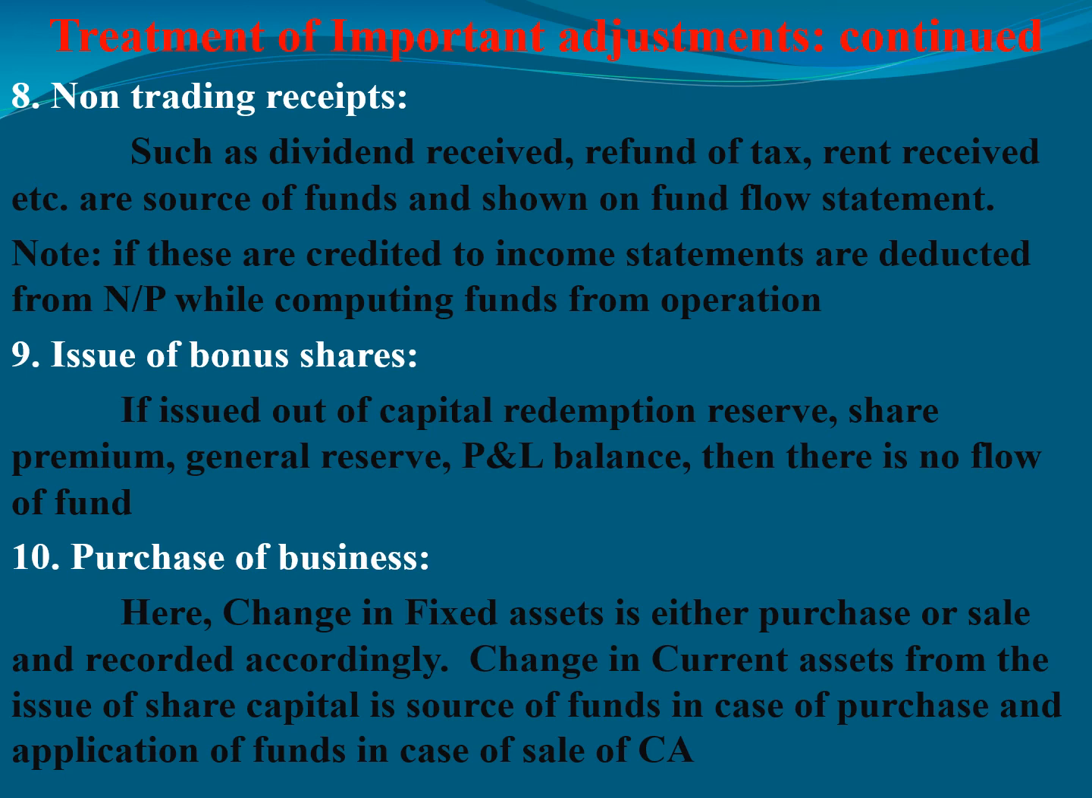Issue of bonus shares. If issued out of the capital redemption reserve, share premium, general reserve, or P&L account balance, then there is no flow of fund and hence no need for any adjustment while preparing the fund flow statement, because the bonus shares are issued by deducting the various reserves. Reserves reduced, share capital increased. Both are in the non-current category. There is no flow of fund.